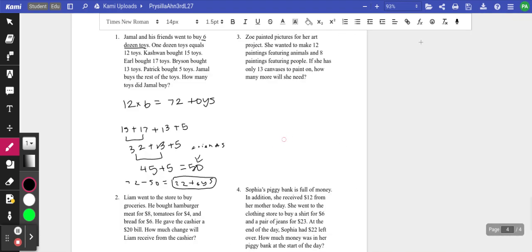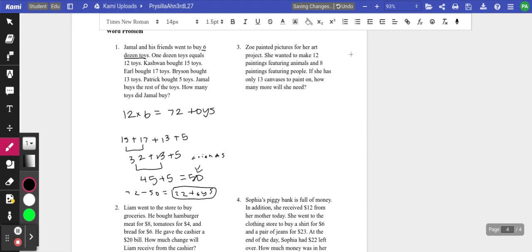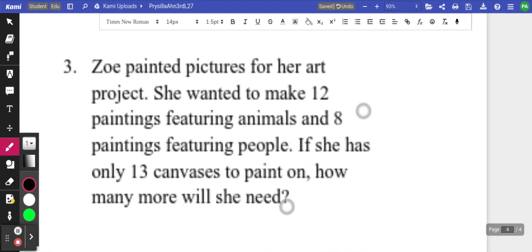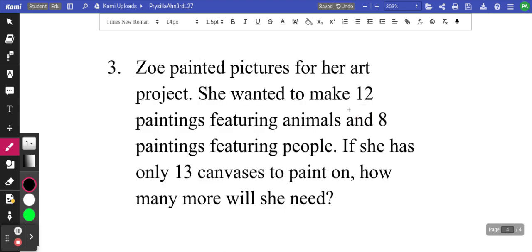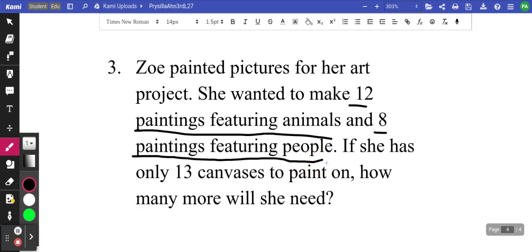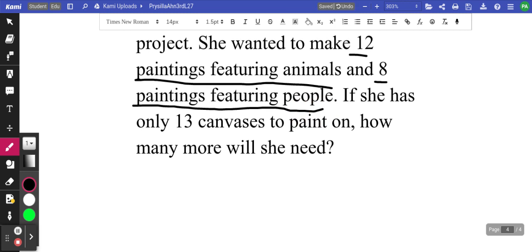Let's try one more. Let's try number 3. Zoe painted pictures for her art project. She wanted to make 12 paintings featuring animals and 8 paintings featuring people. If she only has 13 canvases to paint on, how many more will she need? So let's figure out how many she wants to paint first. So 12 paintings with animals and 8 with people. Okay, so easily we get 20 paintings.